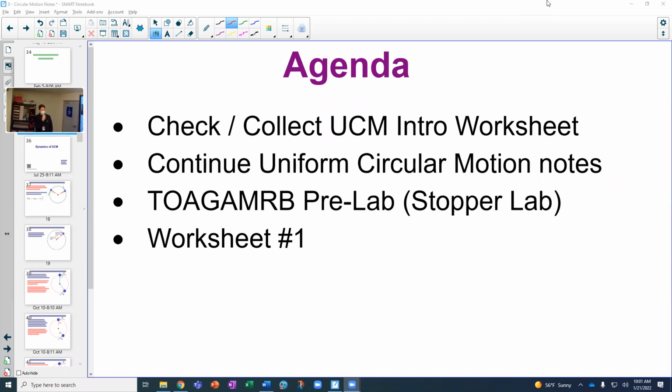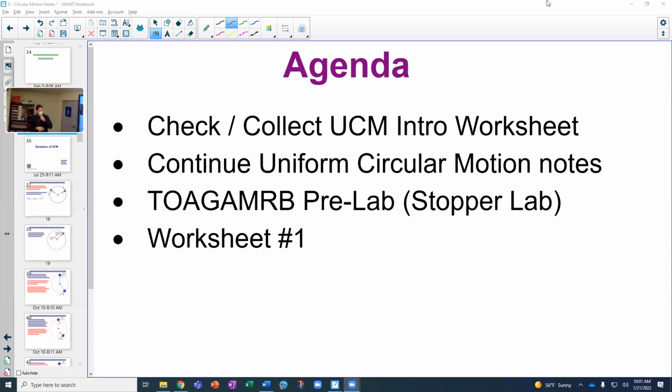And then we're going to do our TOA GAMERB pre-lab discussion. So we're going to try to figure out how we could gain a mathematical and graphical relationship between multiple things today. So we'll brainstorm that. That's the lab we'll be putting you into your groups on Monday and having you start to think through what your procedure would be. And then on Wednesday next week, actually carrying out that experiment.